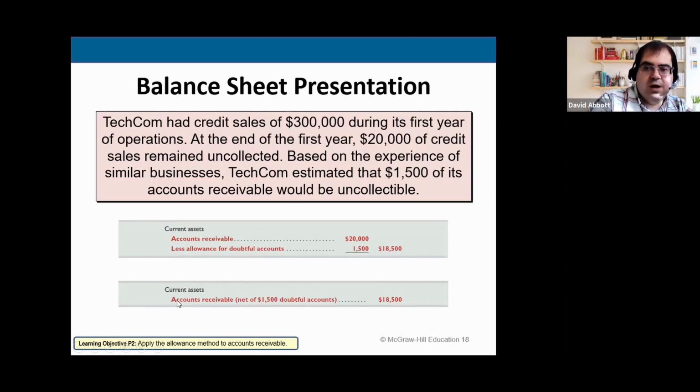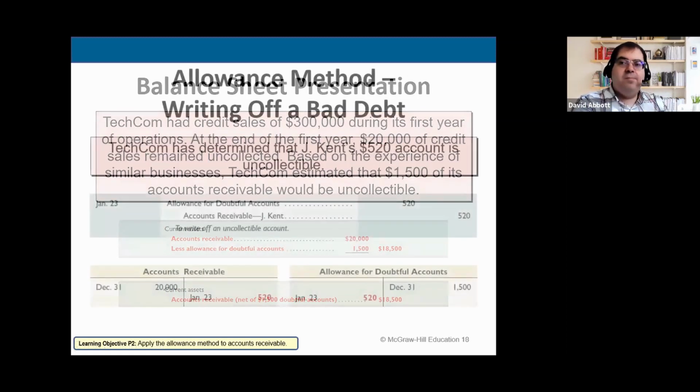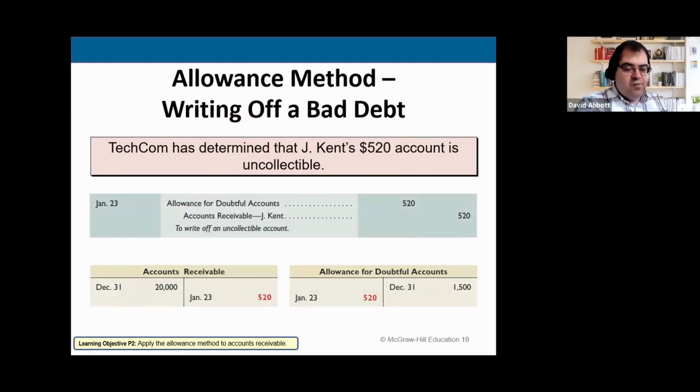Otherwise, you might just list it in one line, so it'd be accounts receivable, and then in parenthesis you'd say net of, in this case, $1,500 of doubtful accounts, and the amount that you expect to actually be able to realize. So when specific accounts become uncollectible, they're written off against the allowance for doubtful accounts. And so TechCom decides that J. Kent's $520 account is uncollectible and makes the above entry to write it off. This entry removes $520 from the accounts receivable account and the subsidiary ledger. The general ledger accounts now appear as shown, assuming that there are no other transactions that affect these accounts.